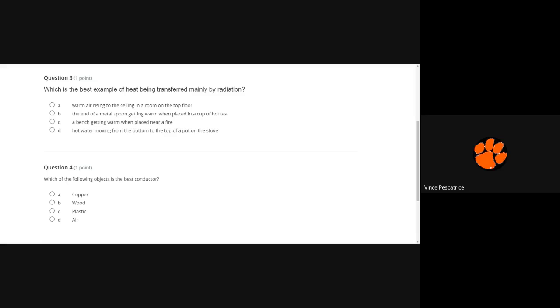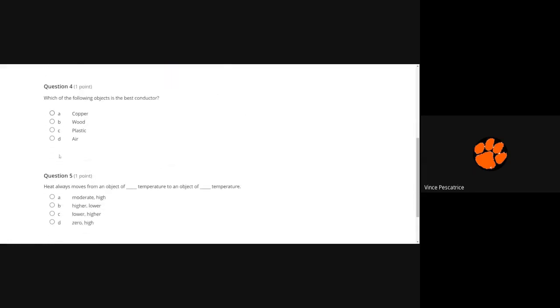A bench getting warm by being placed near a fire. All right, there's our answer. The bench is placed near a fire. It is not touching the fire. So the radiation coming off the fire is heating the bench. Fire and heat does give off radiation. It's called infrared radiation. I'm not sure if you guys remember that. Maybe it rings a bell. And that ends up heating up the bench.